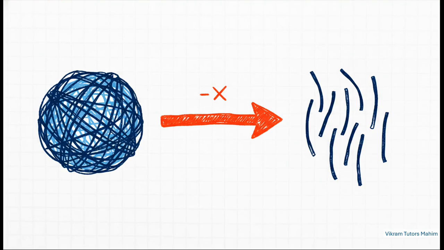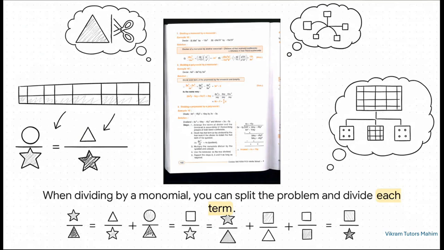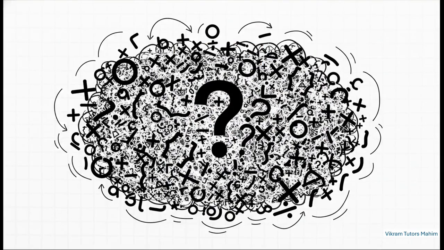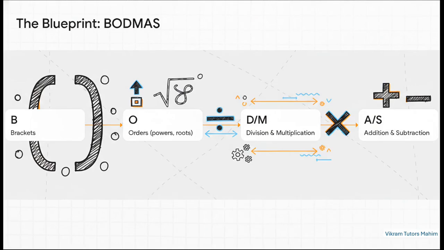Division might look scary, but the key is just to break the problem down into smaller bits. See, you just split it up and divide each piece separately. So much easier. Okay, so what if you have everything at once? Brackets, multiplication, where do you even start? Easy. There's a simple set of rules for the order of operations.